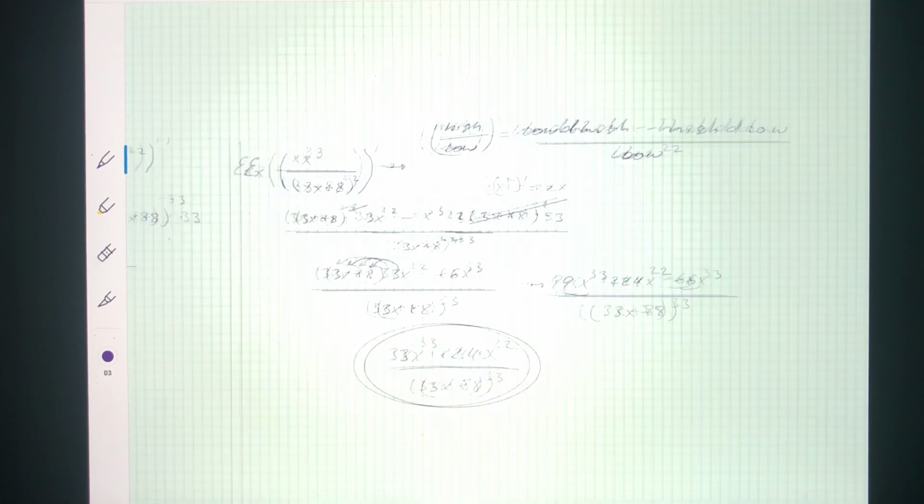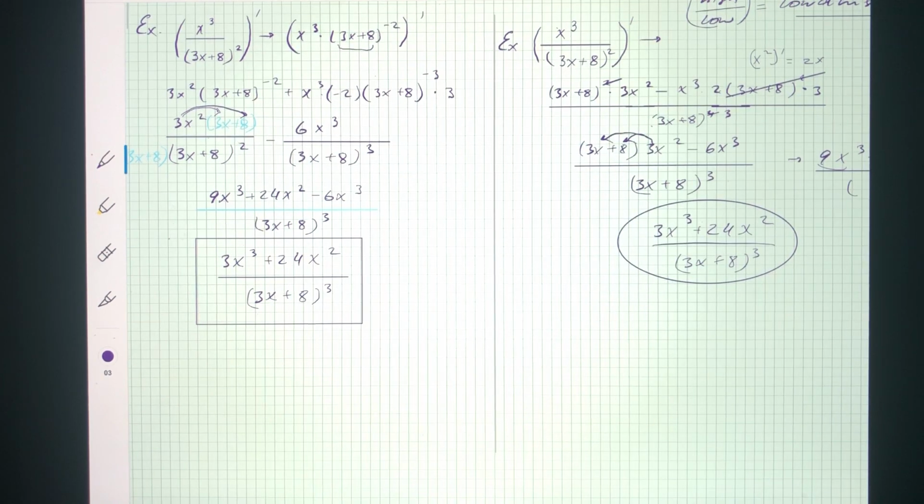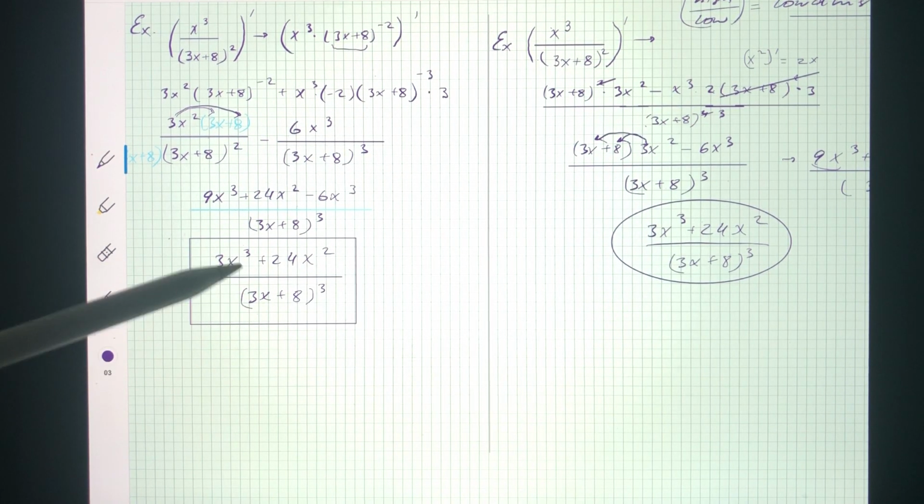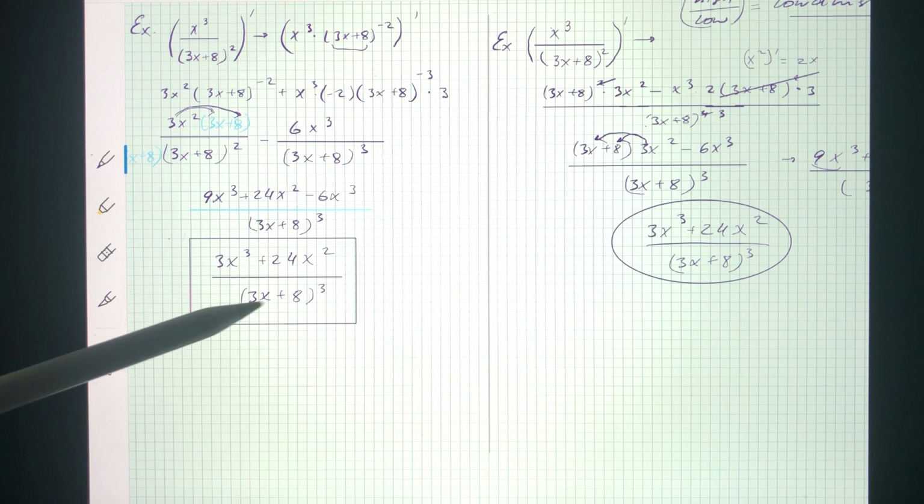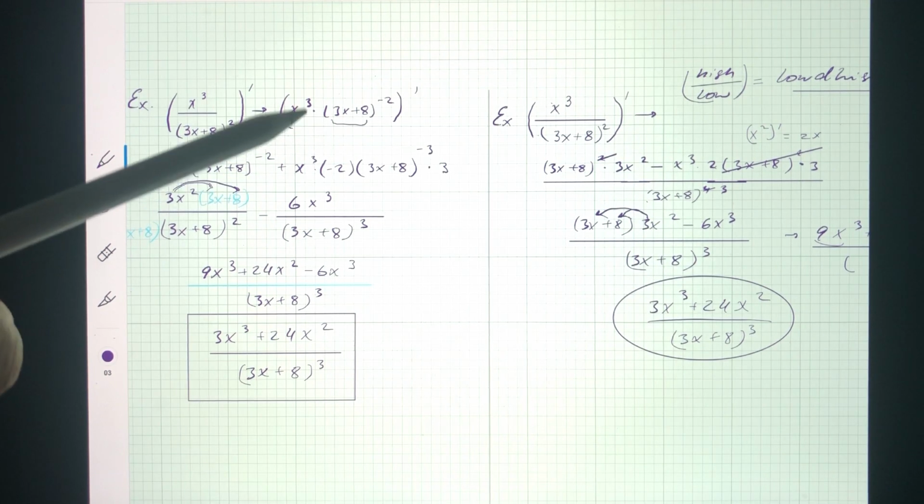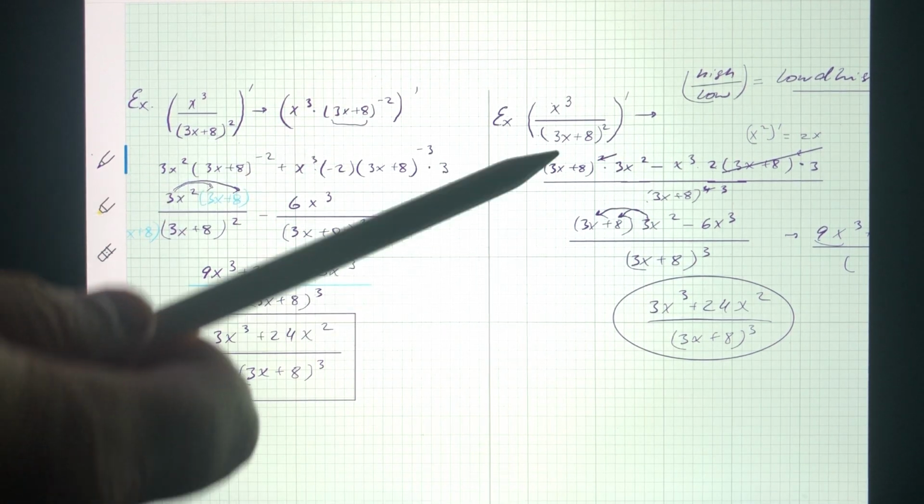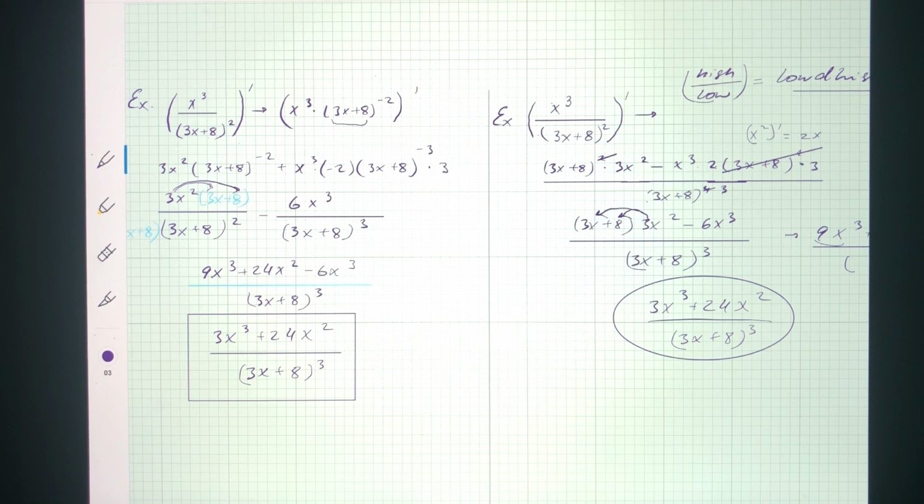Now let's look at the two results side by side and see if they match. 3x cubed plus 24x squared divided by (3x plus 8) cubed. They're exactly the same. And that shows that we can indeed use the multiplication and the chain rule instead of the quotient rule. And that's what that video was all about.